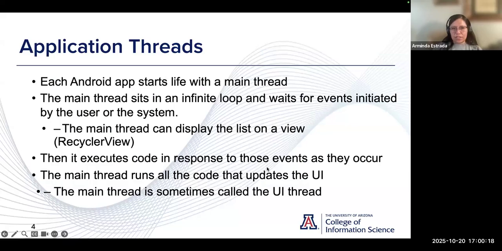Then we have the application threads, and each Android app starts with a main thread. This is the main one, the one that the user really gets to interact with, the user interface thread. It sits in an infinite loop and waits for events initiated by the user or the system. So it's just waiting, like in a circle. The main thread can display a list on a view, in this case a recycler view. Think of what the main activity is doing. Then it executes code in response to those events as they occur, and the main thread runs all the code that updates the user interface. It's sometimes called the UI thread.